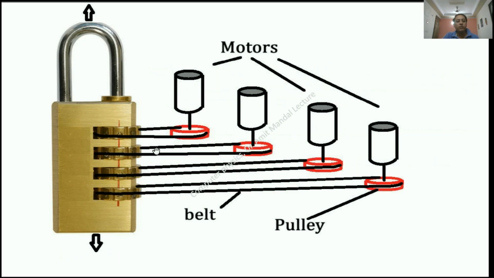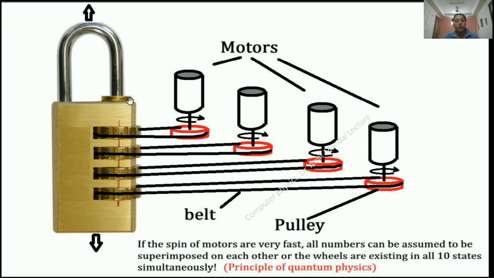Now the same job can be done like this also. See, applying the power of motors, you can see these are the motors and there is a pulley and a belt which can spin the wheels in a very fast fashion. In this case, what will happen? The numerals of these wheels will change very fast. So the codes will change. The state of this lock will change very fast, and quickly the correct code will come and the lock will open. Okay, so this is the principle of quantum physics.